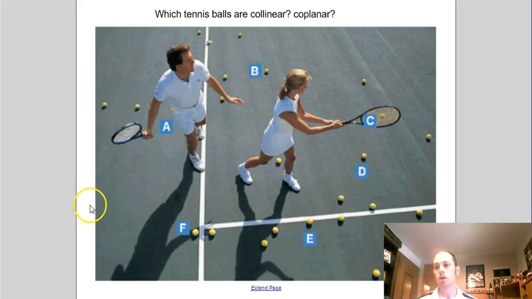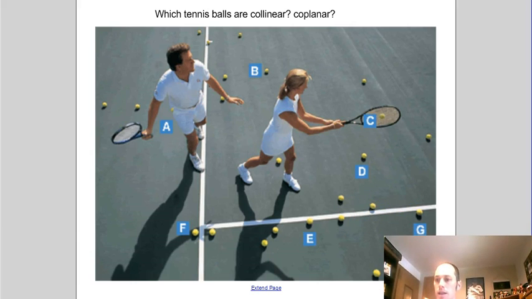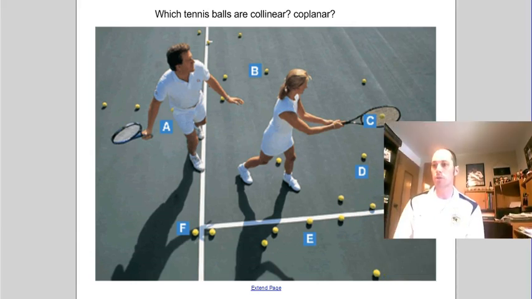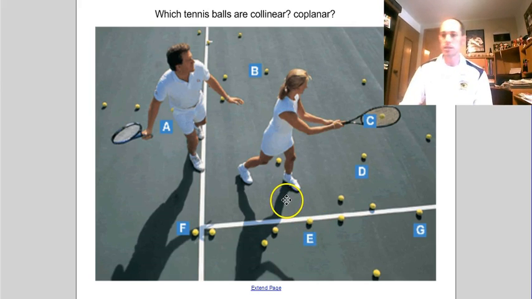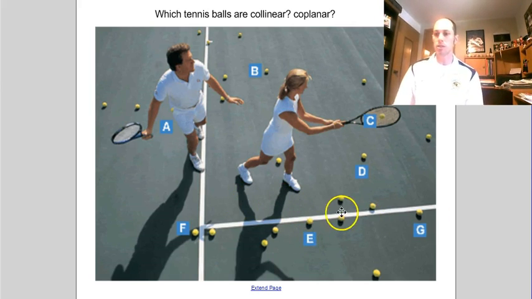Okay. Collinear, coplanar. If I'm looking at the tennis balls, which ones would be collinear? Well, any three tennis balls that I could draw a line through. Like say, for instance, F, E, and G are collinear. F, E, and D are not collinear because I have to make two lines to get there. Coplanar, that would be any of the balls that are lying on the ground that are not bouncing. So any of those would be coplanar that are not all in a row.